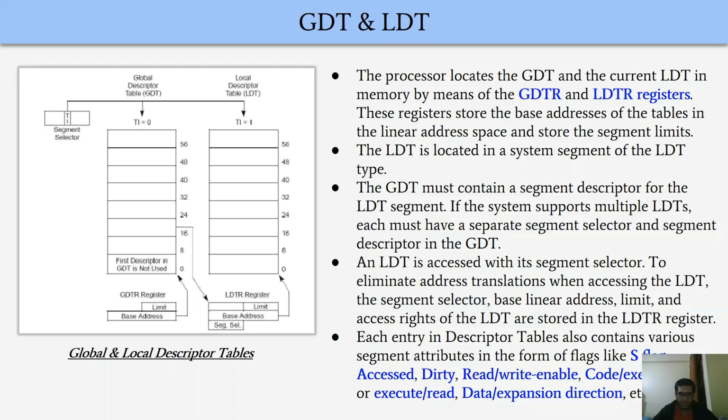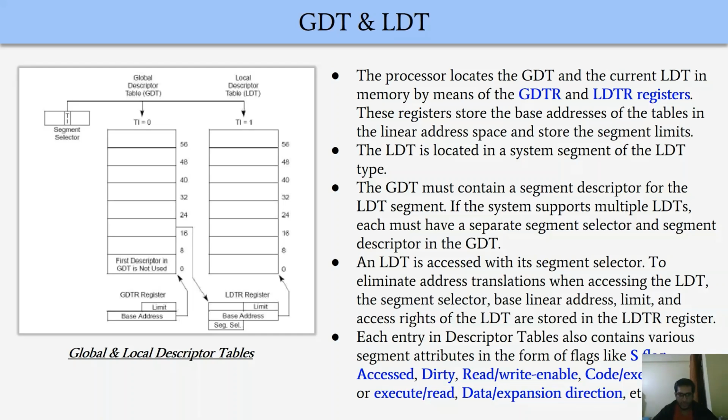And to eliminate the problem of the speed required for the address translation while accessing the LDTs, various attributes like segment selector, base linear address, and the access types of the LDT are stored in the LDTR register itself.